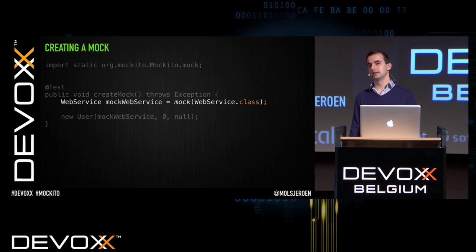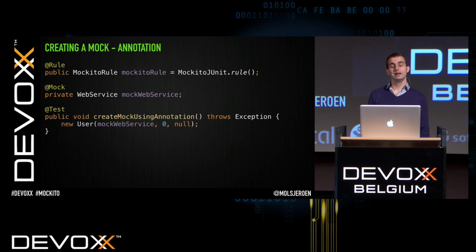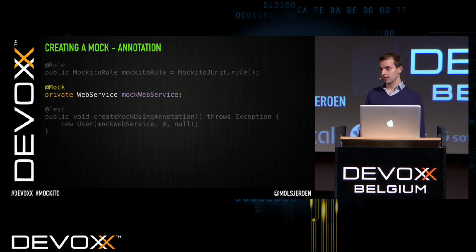Now, there's actually a second way of creating a mock. First, a small side note. Mockito relies on static imports, so the mock method of before is statically imported. Now, there's a second way of creating mocks, and that is by using annotations. What you basically do is you just create a field. A field can be public or private, doesn't matter. You annotate it with @mock, and then Mockito will initialize the mock for you.